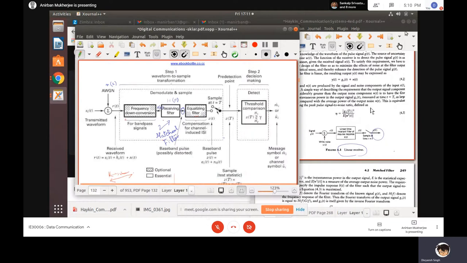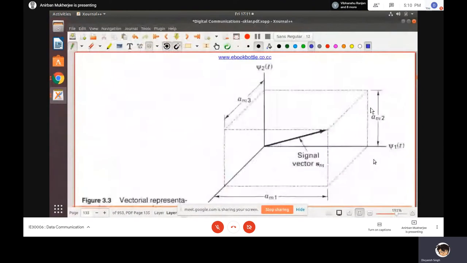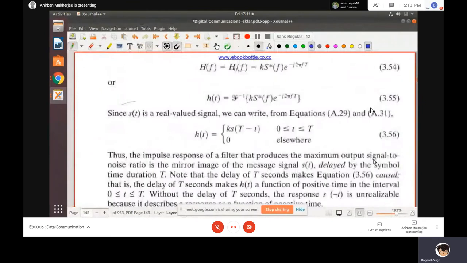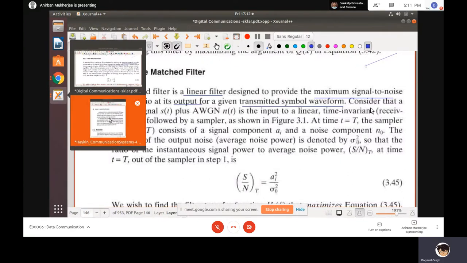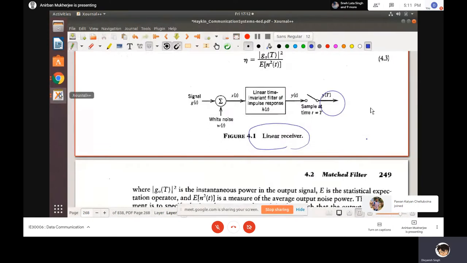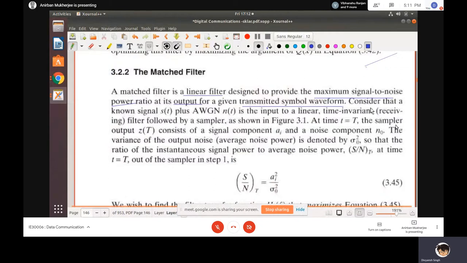Now let us go to discuss. So it gives a maximum SNR power at its output. Please remember that this is optimal for a given transmitted symbol waveform. Now your signal s(t) plus noise w(t) is there, and at the output at t equal to capital T you have a sampler, and it has a signal component and it has a noise component.